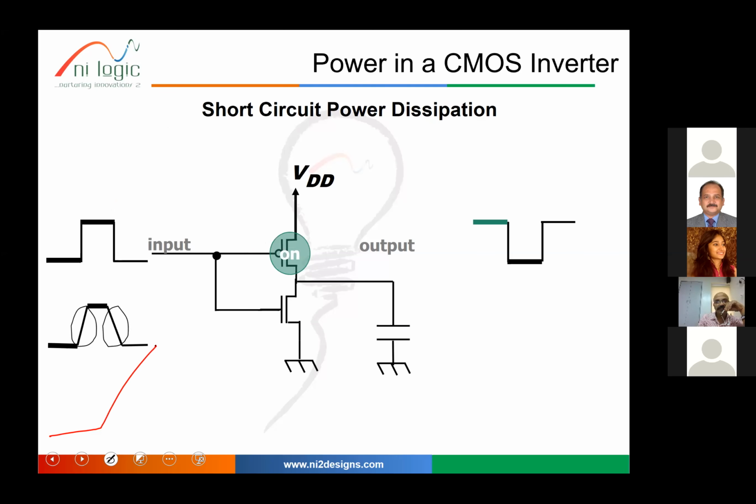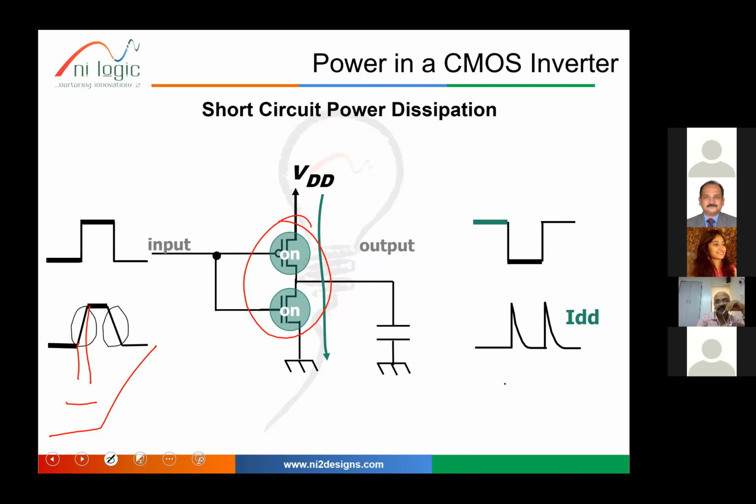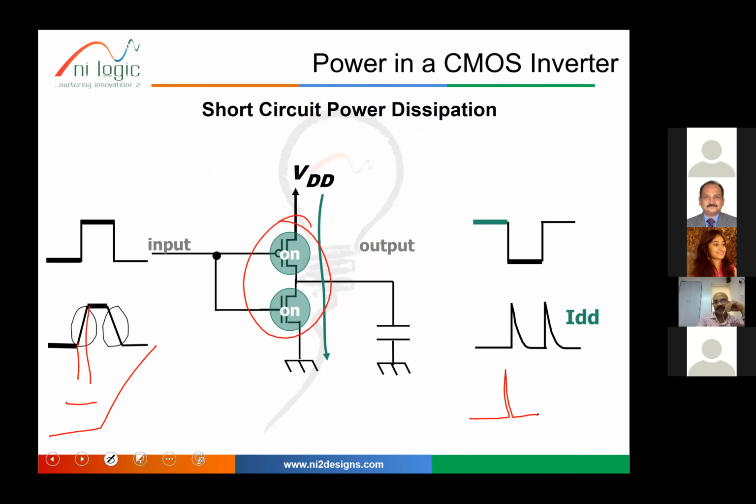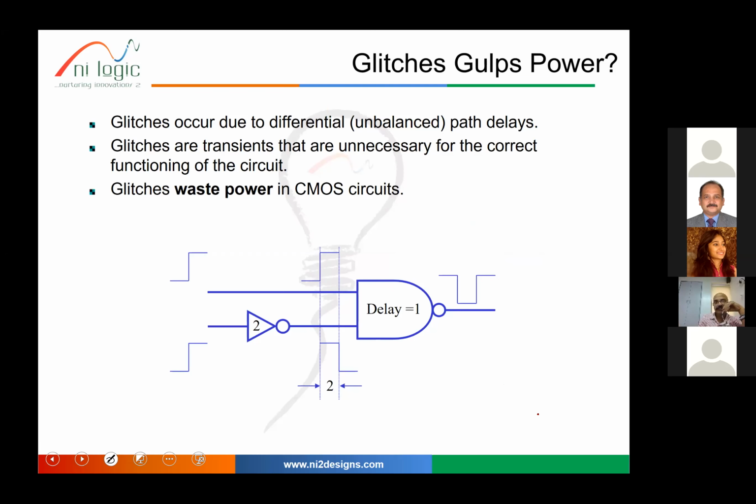But if your inputs are sloppy, something like this, what happens during the rise and fall times? Both are on for a moment here, just for a moment. How long? Only for this duration, which is a very short duration, but at least they would be turned on. And when they are short circuited, you will get spikes in the current. That will be a huge short circuit power dissipation. And the leakage is when they are in reverse bias, so obviously they are leaking current.